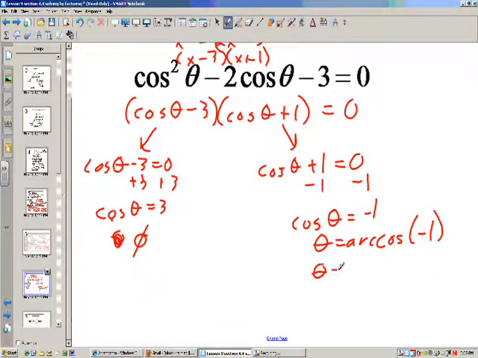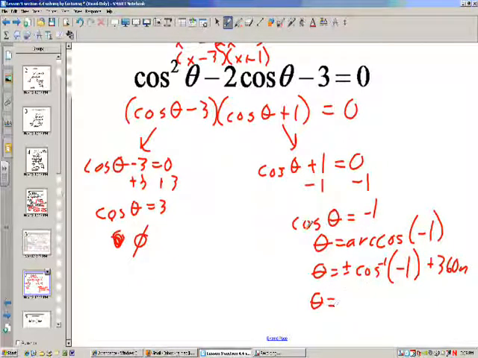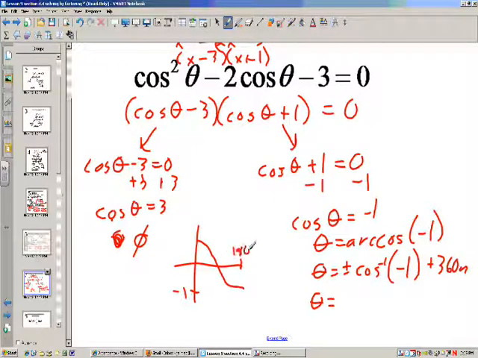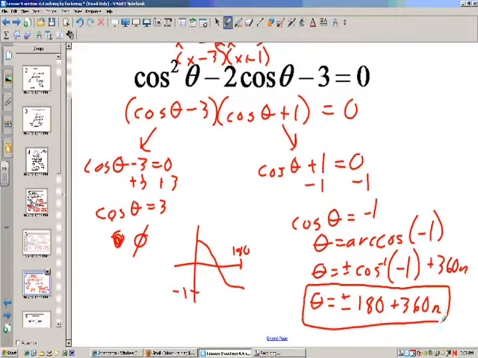So theta is plus or minus the inverse cosine of negative 1 plus 360n. Now the inverse cosine of negative 1, if we think about the principal branch of cosine being between 0 and 180, it hits negative 1 at 180 degrees. So this is going to be plus or minus 180 degrees plus 360n. And that's my general solution.